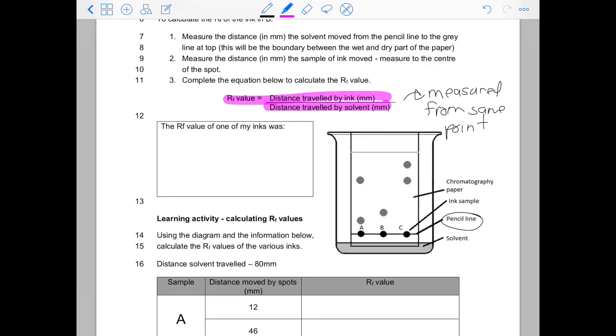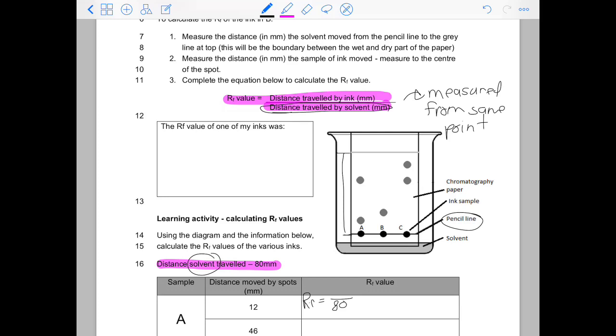So we need to be able to calculate this. So the first thing we need to look at is the distance the solvent traveled. So that 80 millimeters. That is from this line here all the way up to this line here. That will be the 80 millimeters. So the solvent, in our case the water, has traveled 80 millimeters, so that's the value that goes on the bottom. So our RF is equal to a number over 80. Remember, if it's over, that's the same as saying divided by 80.